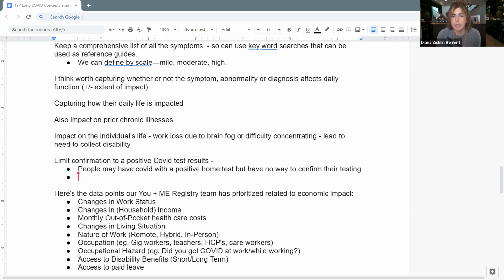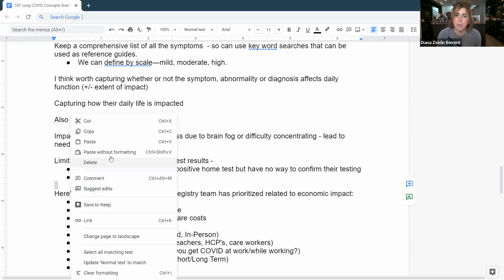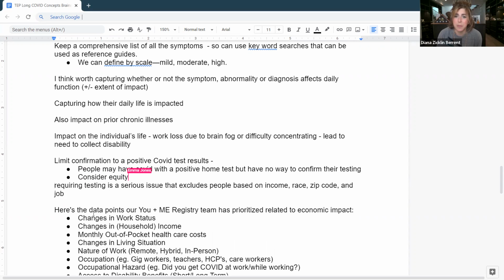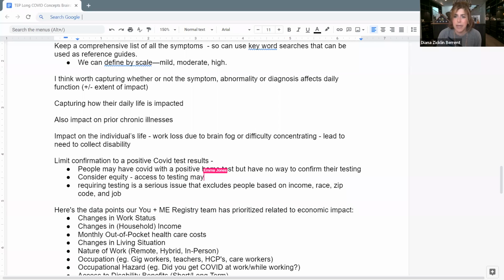Another thing to think about is equity. Poor people who don't have access to healthcare, lots of people don't have PCPs. They've not had the same access to testing. It's impossible to get tested right now in places like New York and Los Angeles. I ordered these tests 10 days ago. So we have to be really careful about equity issues when we're talking about who has and has not had access to testing.